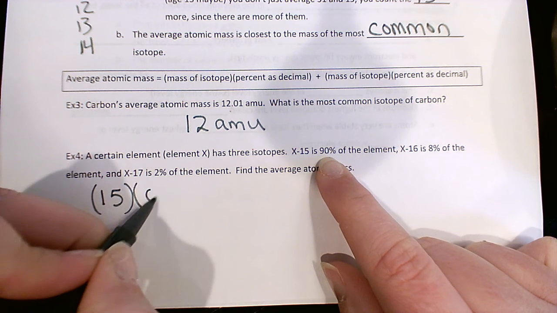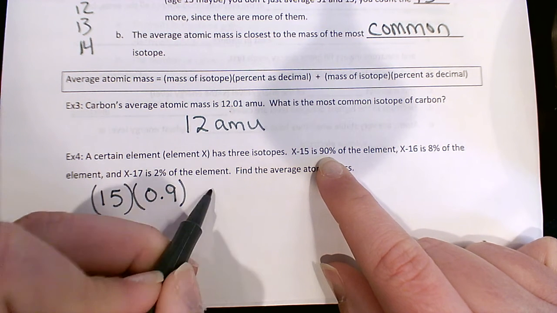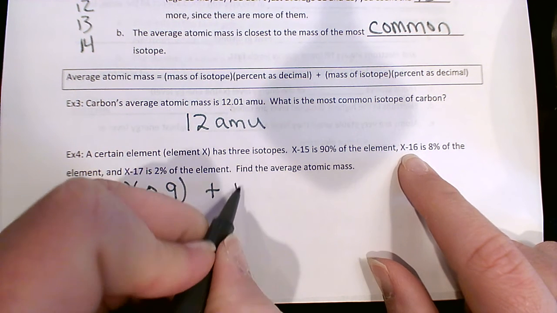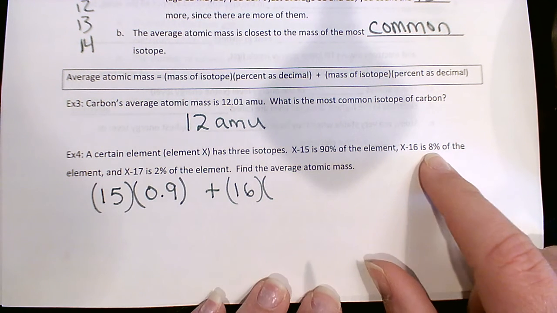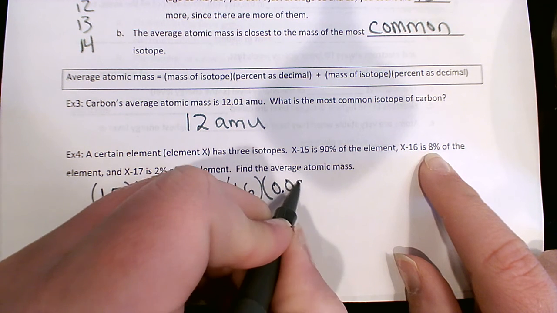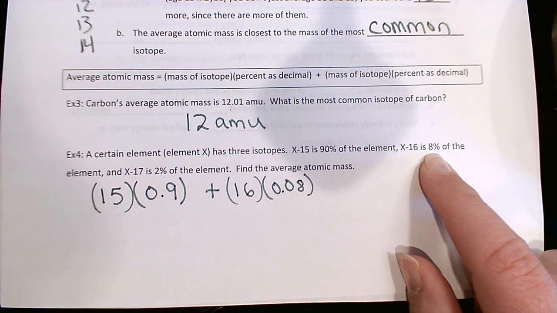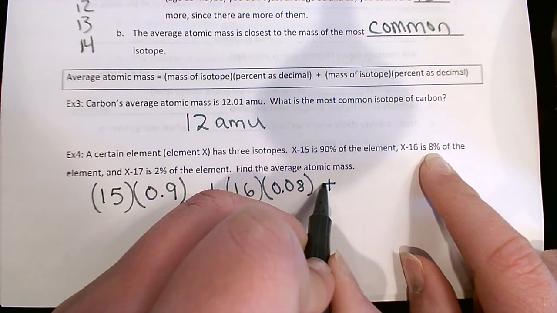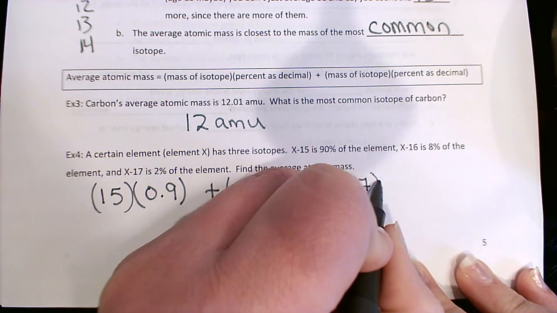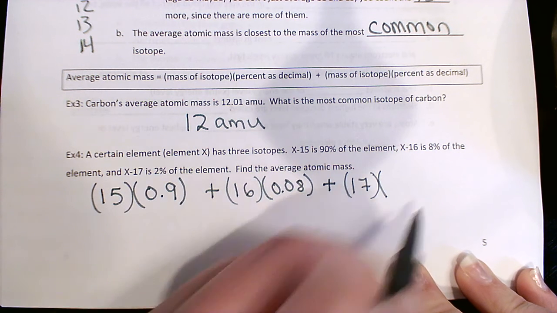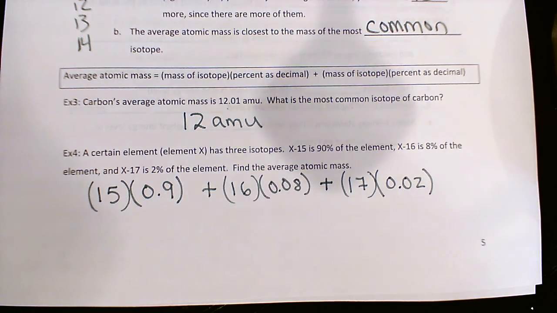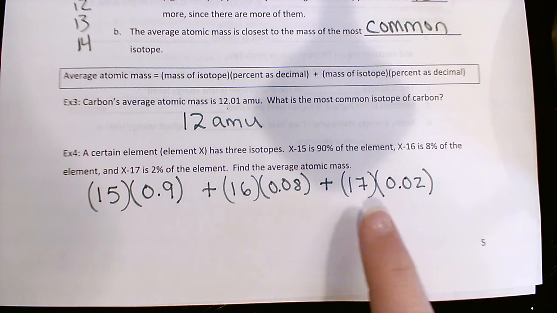So I'm not going to put 90. I'm going to put 0.9 plus, right, separate the different elements with a plus sign. Mass of the next one, which is 16, times its percent as a decimal. So 8%, it's not 0.8, it's 0.08. Remember, we have to move the decimal to the left twice to go from a percent to a decimal. And we actually have 3 isotopes, so we need to do one more. 17, the mass of the next one, times the percent as a decimal. 2% would be 0.02.